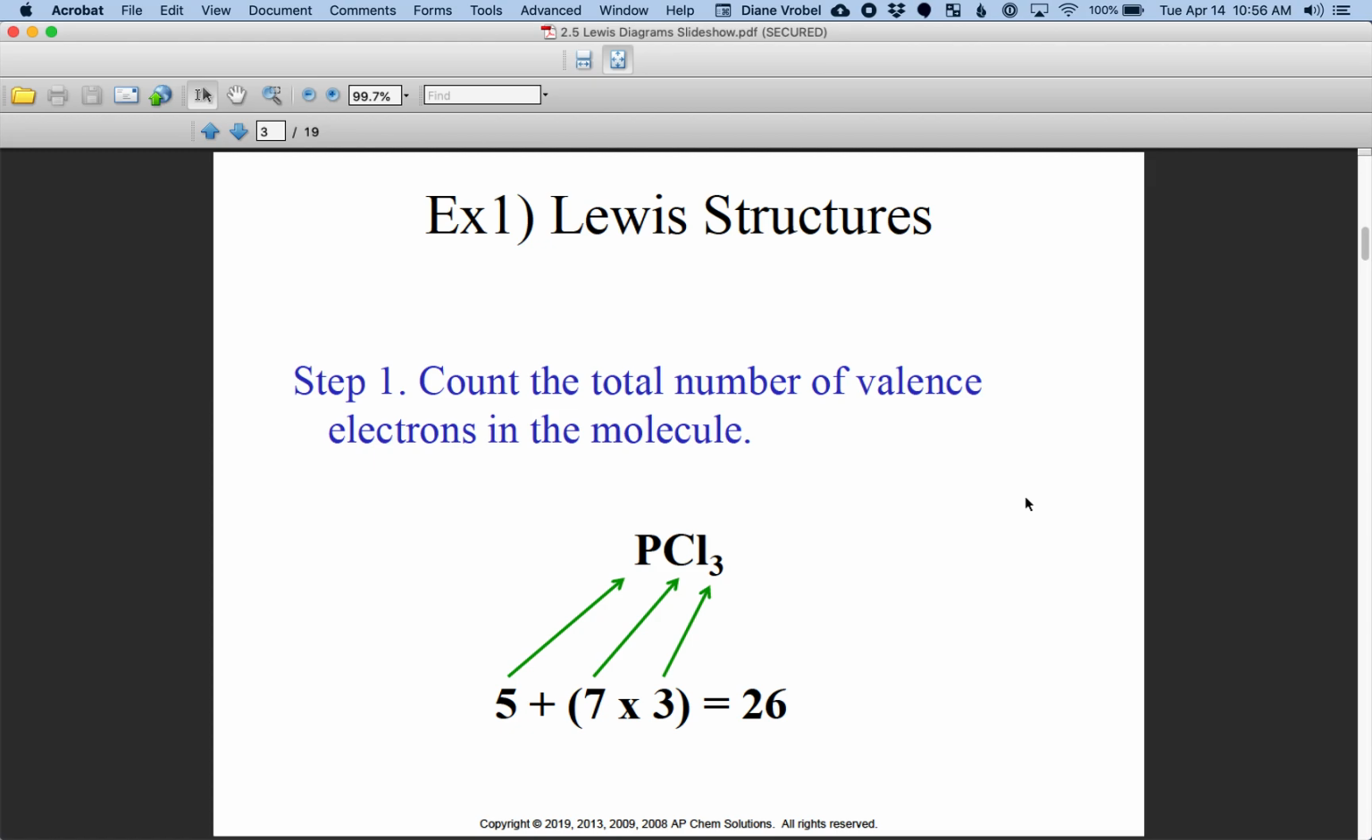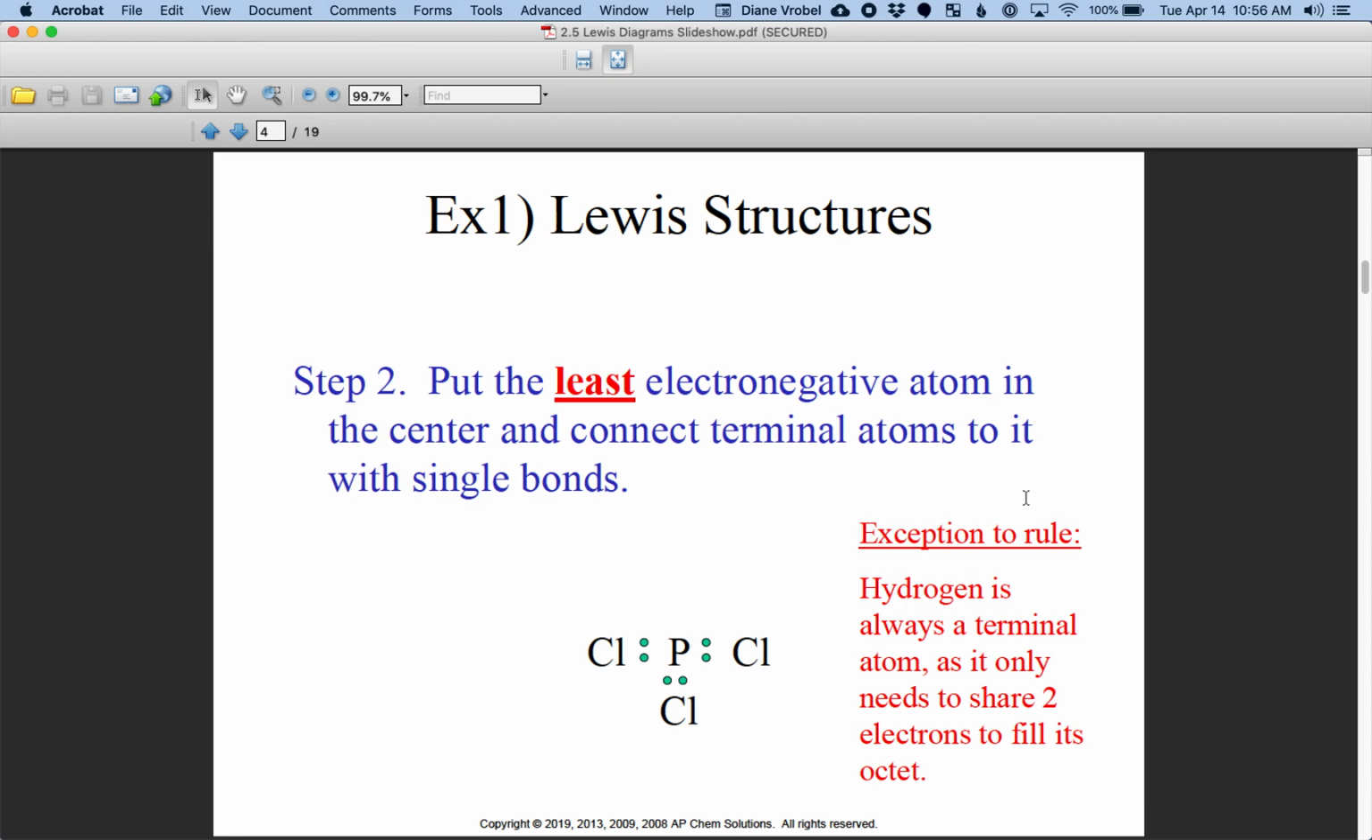Now, when I'm teaching students how to draw Lewis structures, I typically look for the atom that has the least number of valence electrons, because that's the atom that tends to want to share its electrons the most. You could also use the idea that the atom with the lower electronegativity is going to be the central atom, because it's very good at sharing its electrons.